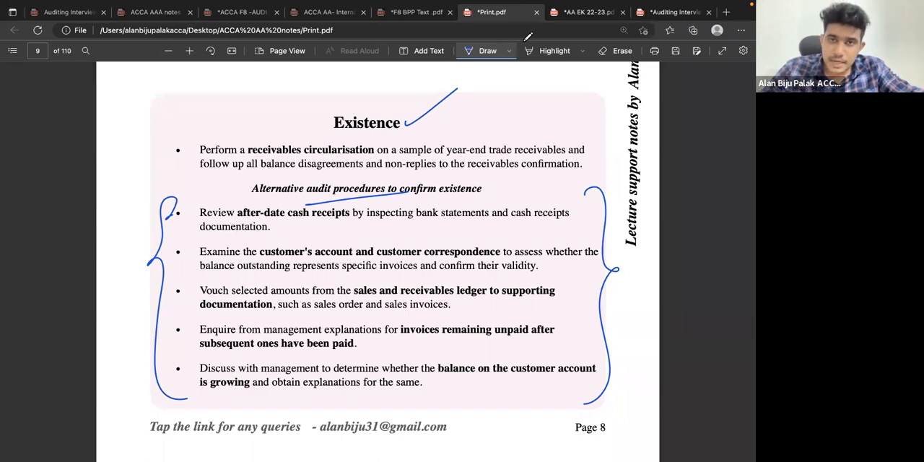Yes, sir. But again, when you write this, it should be based on the scenario, which means: review after-date cash receipts of Jasmine Company by inspecting bank statements and cash receipts documentation to confirm existence. Examine the customer accounts and customer correspondence of Jasmine Company to assess whether the outstanding balance represents specific invoices and confirm their validity. Agree selected amounts from the sales and receivables ledger to supporting documents such as sales orders and sales invoices. Again, here also you can include that from the sales and receivables ledger of Jasmine Company. It should always be considered like that, so Jasmine Company's name should be given priority.